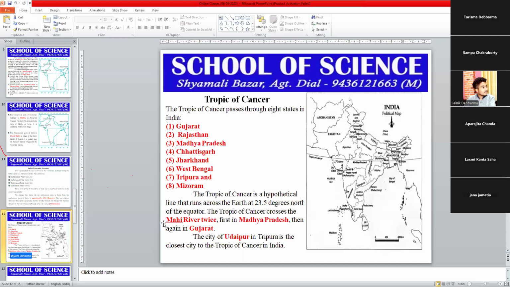Which river? It crosses the Mahi River twice. First in Madhya Pradesh, then again in Gujarat, and the city of Udaipur in Tripura is the closest city to the Tropic of Cancer in India. I repeat once again, the city of Udaipur in Tripura is the closest city to the Tropic of Cancer in India. Okay, so today this much.